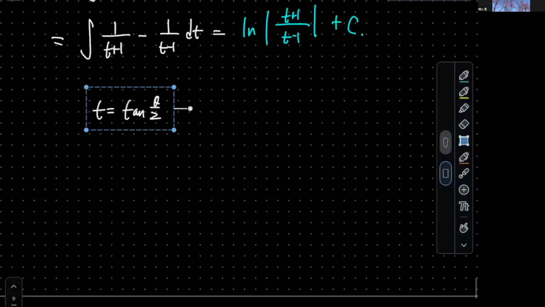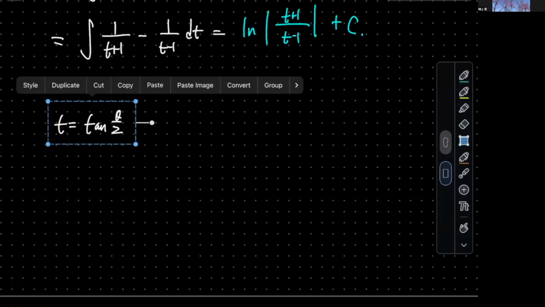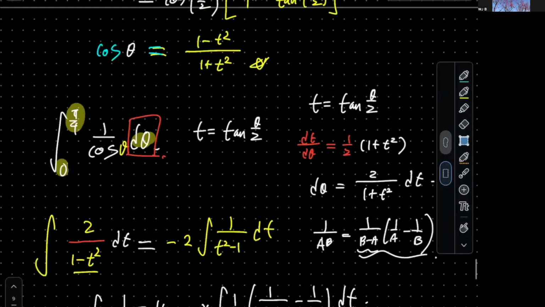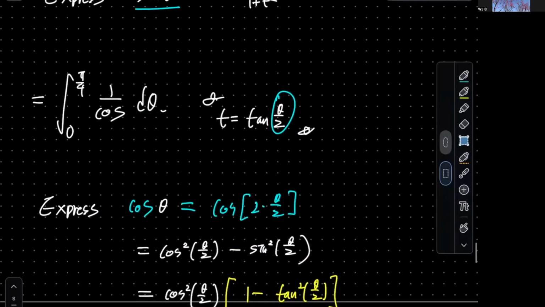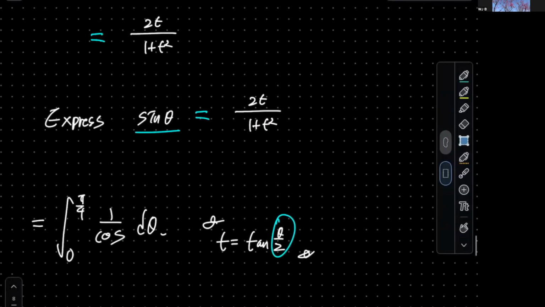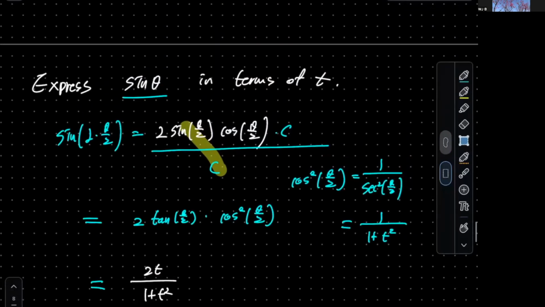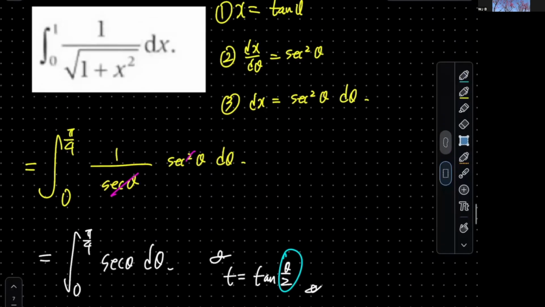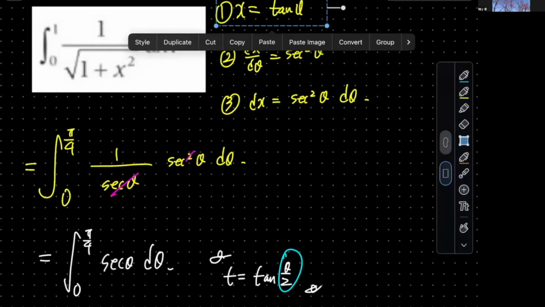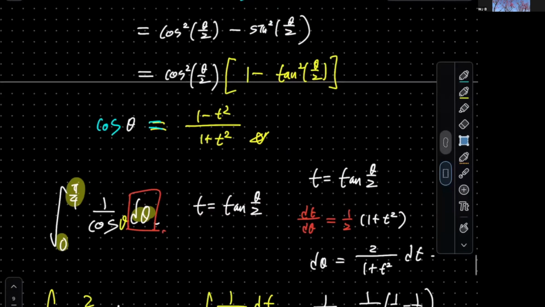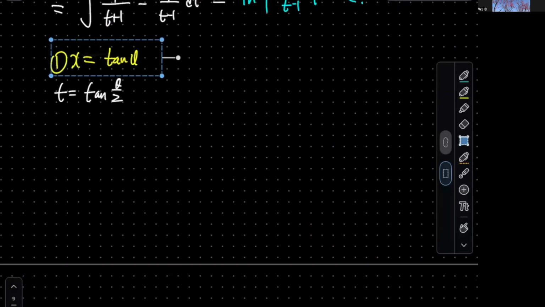I have to bring it back in terms of x, where we made a series of substitutions. The secondary substitution was t equal to tangent of theta over 2. But the initial substitution was, I believe, x equal to tangent theta. Oh my God, right? So for the indefinite integral, I've got to bring it back in terms of x.